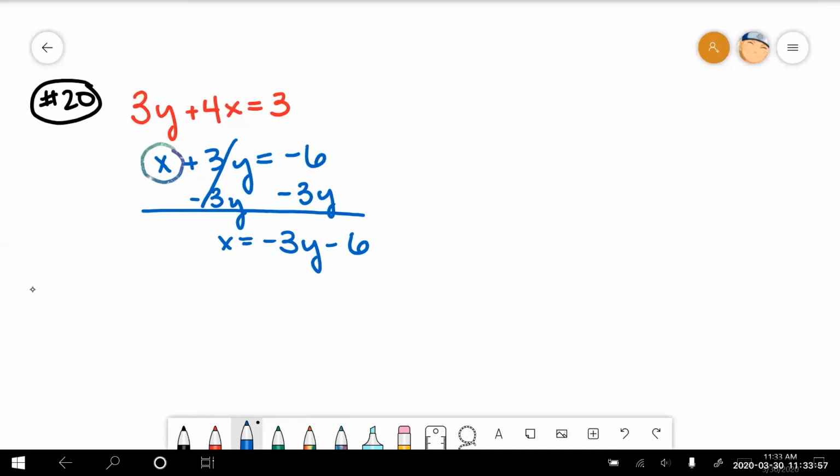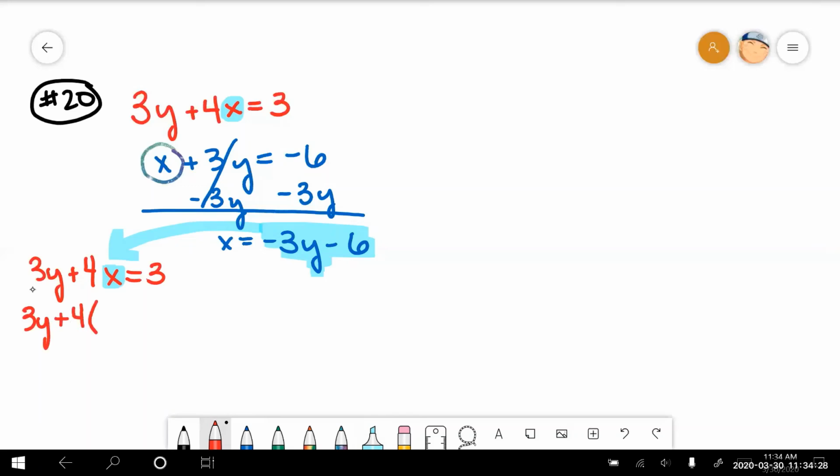Okay, so now that x is alone, I'm going to go ahead and use blue again, and I'm going to substitute the blue expression into the red equation for x. So let's do that first. 3y plus 4x equals 3. And again, I'm substituting this expression in for x here. So I've got 3y plus 4 in parentheses, negative 3y minus 6.